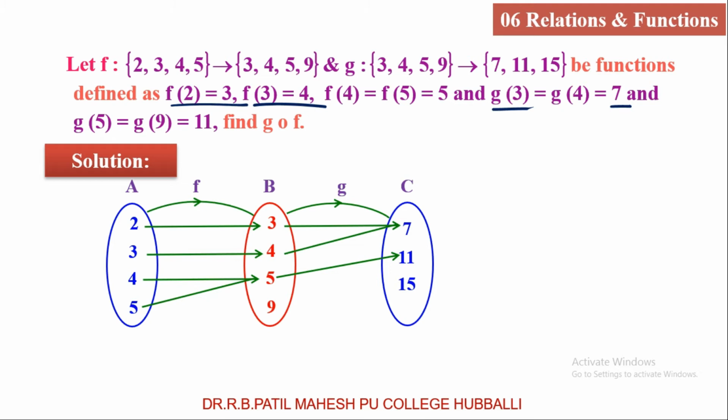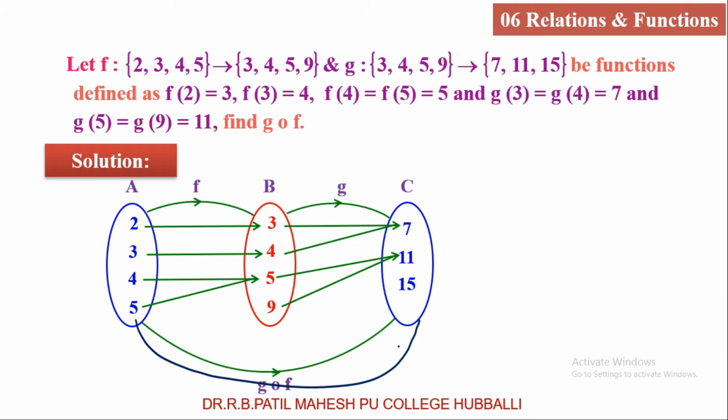Come back to the function f. 5 is related to 5 because f of 5 is equal to 5. Then 9 is related to 11 under the function g because g of 9 is 11. Hope you followed this connection from A to B and B to C. Now find g composition f. g composition f is a function from the set A to the set C, a composition of the functions, g composition f.